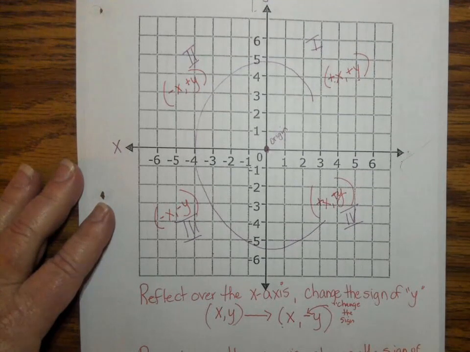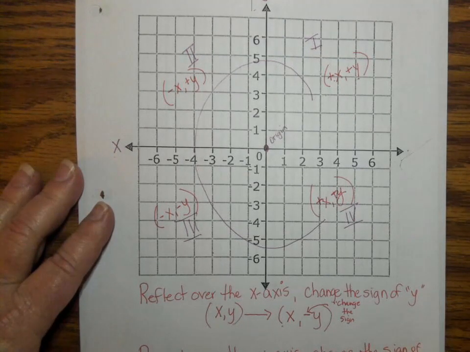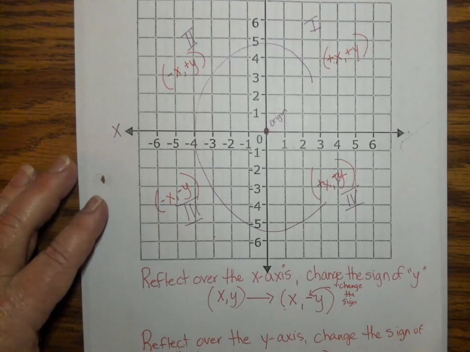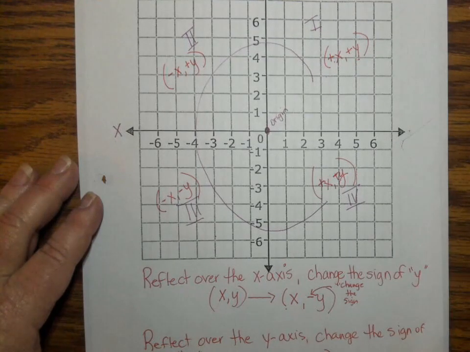Okay, so after you have done this, you should have a practice in your hand also. And if you follow your notes, it should follow that practice very carefully. Just remember, it's change the sign. That's what it is. Reflect over x, change the sign on y. Reflect over y, change the sign on the x.